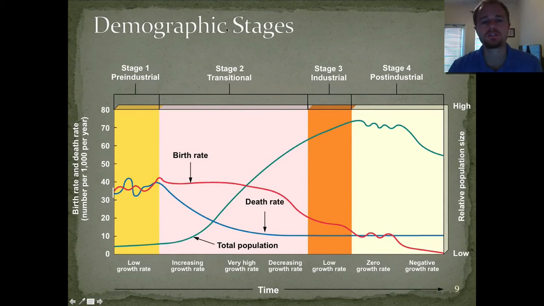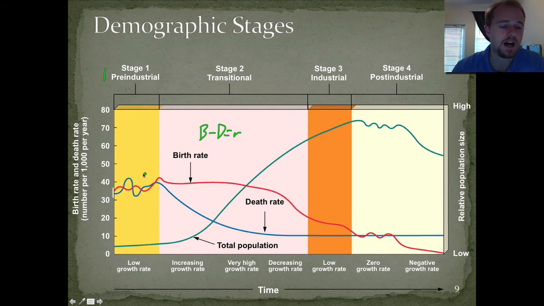A few questions on demographic stages. Remember that we have the starting pre-industrial stage, and in pre-industrial we have birth and death rates. Remember, these are the ones that fluctuate. This is how you determine population growth. Births minus deaths will tell you the growth, or R.